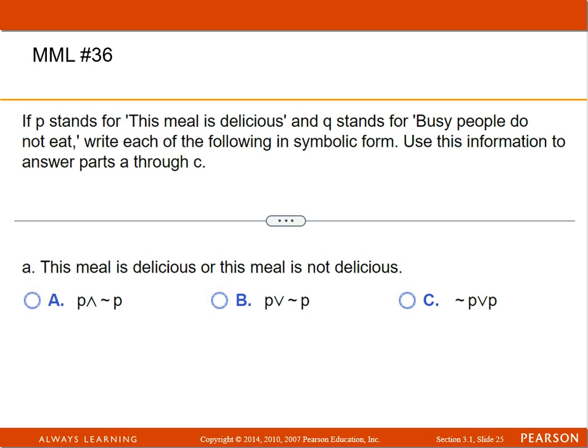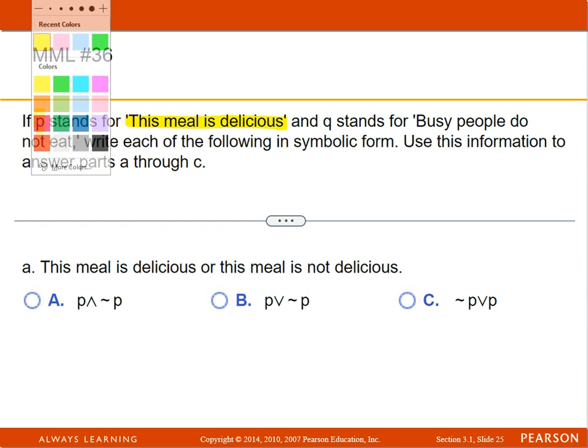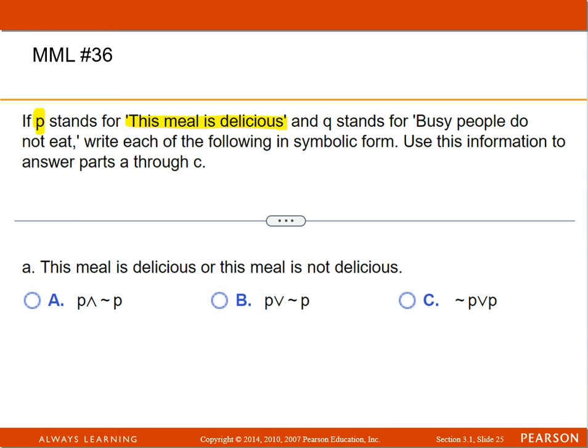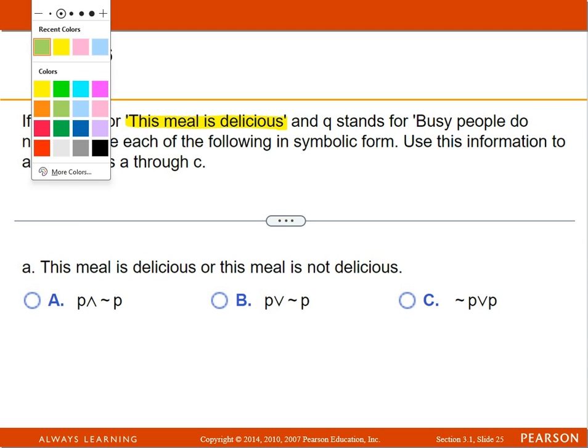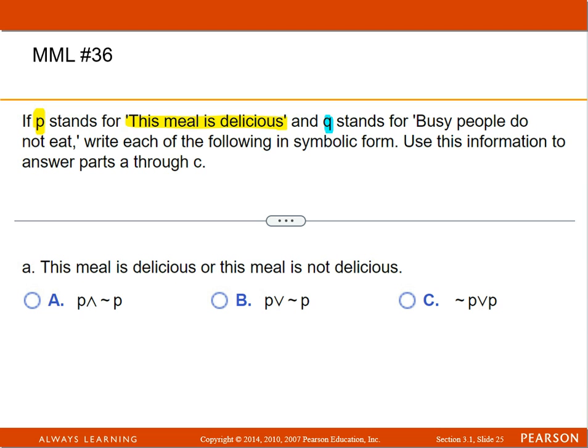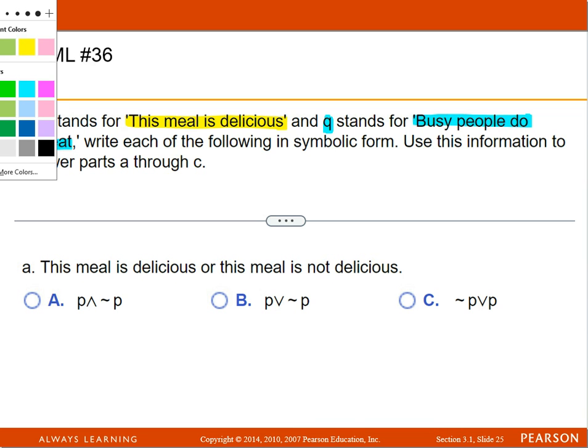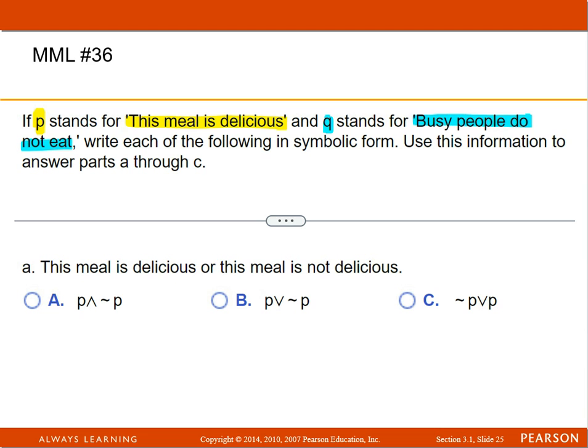Problem 36 says, if P stands for "this meal is delicious," and Q stands for "busy people do not eat," write each of the following in symbolic form. Use this information to answer parts A through C. Okay, so the first one says, this meal is delicious.